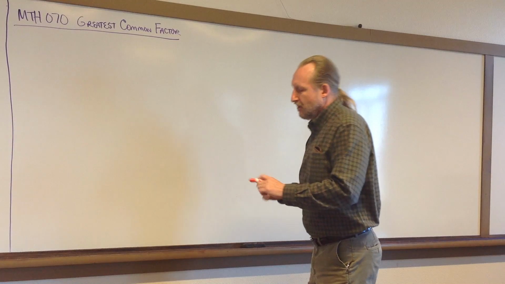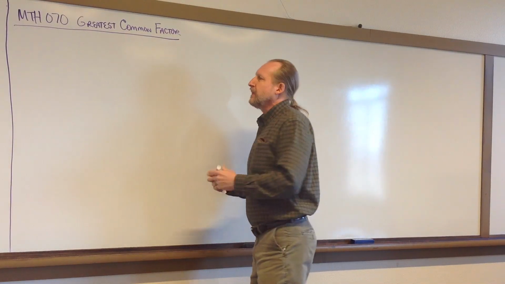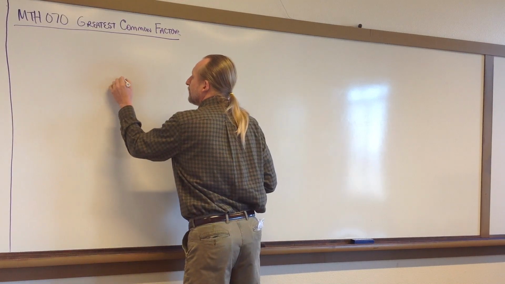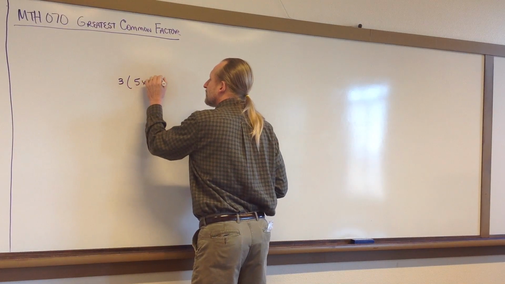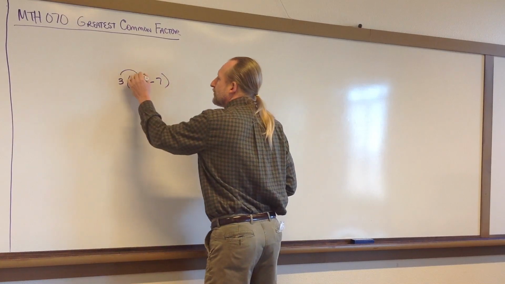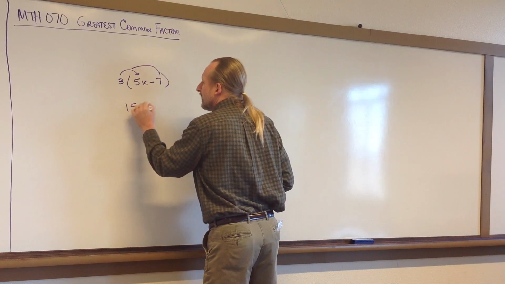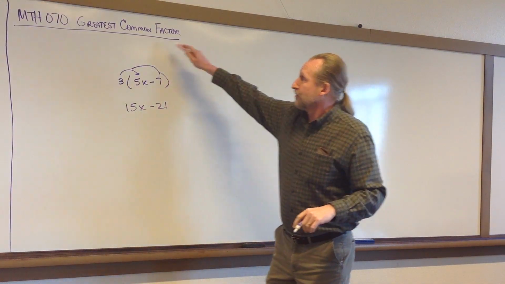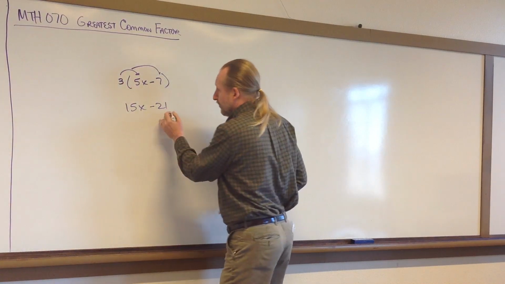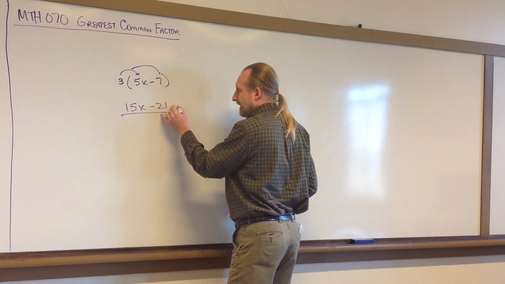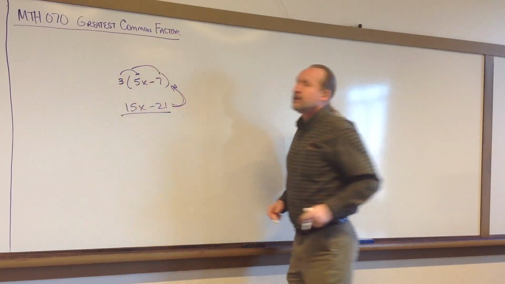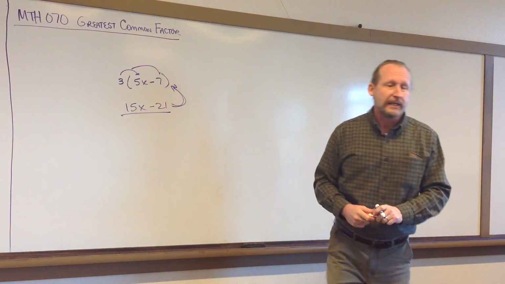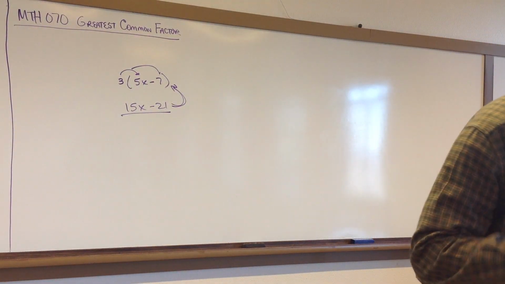So we talked about how when you're distributing to multiply, let's say you have something like 3 times (5x minus 7), you distribute the 3 inside the parentheses, and you get 15x minus 21. So factoring out a greatest common factor goes backwards. We start with an expression like this, and we go back to the factored form, with the parentheses, with the common factor outside.